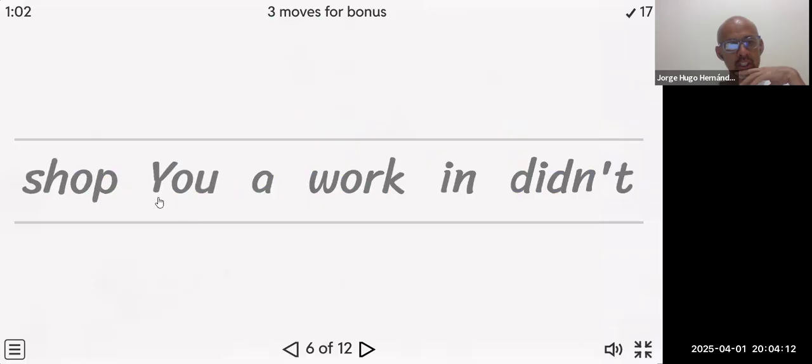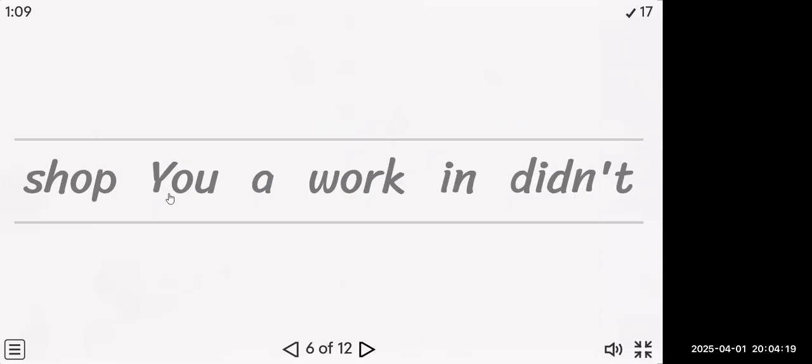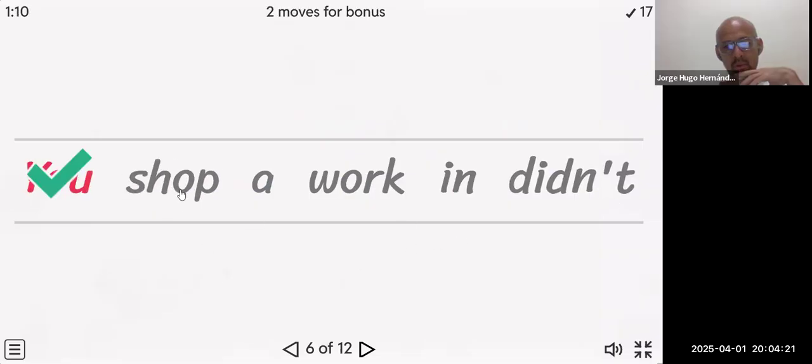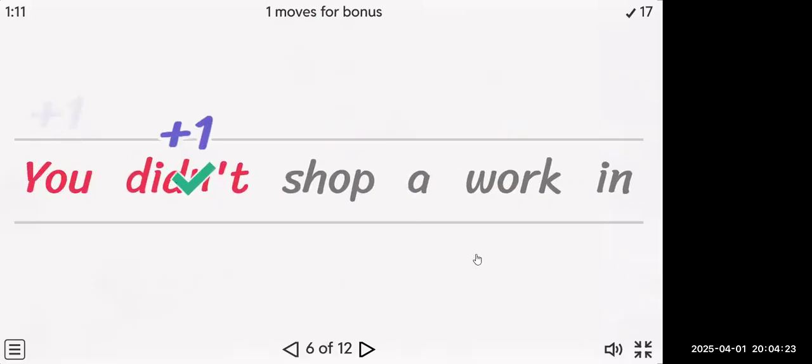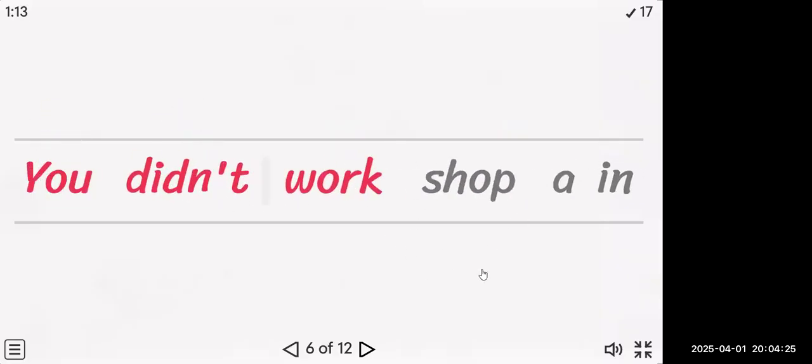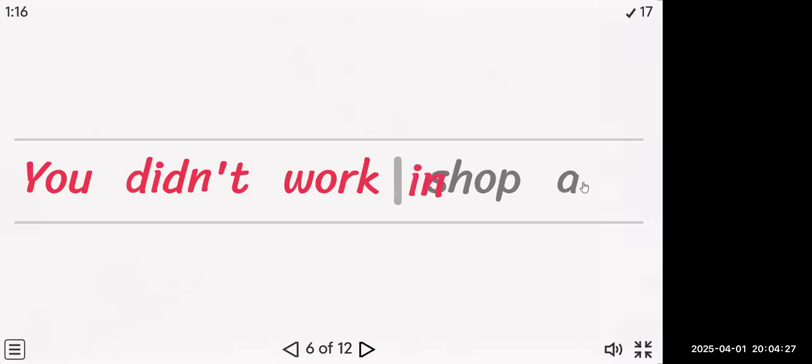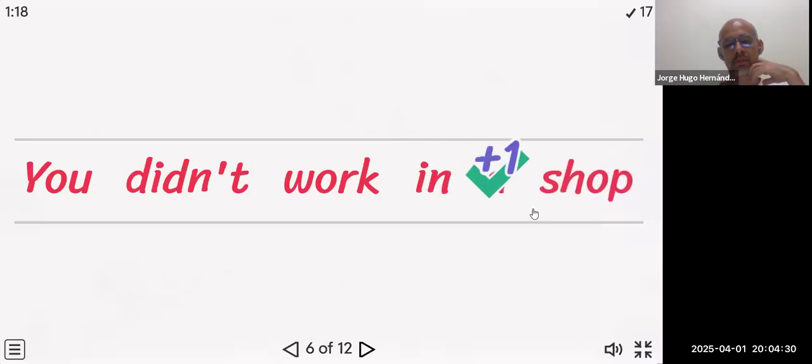Next. Shop, you are work in, didn't. This is a negative sentence. What is the first word? Didn't. You didn't. What is the verb? Work. The complement: in a shop.